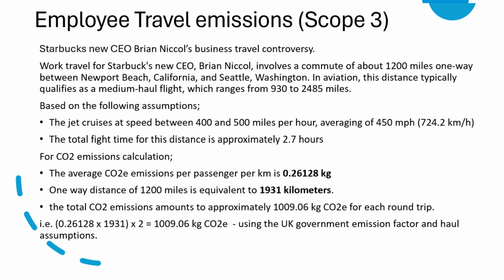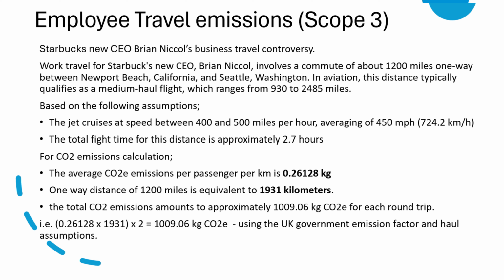Yeah, so it's actually about 1,200 miles one way. So two ways is 2,400 miles, and we're looking at the miles covering from 930 to 2,485 miles for the size of jets that Starbucks is supposed to use and transport this guy. Based on the following assumptions, we're going to calculate the emissions for this travel.